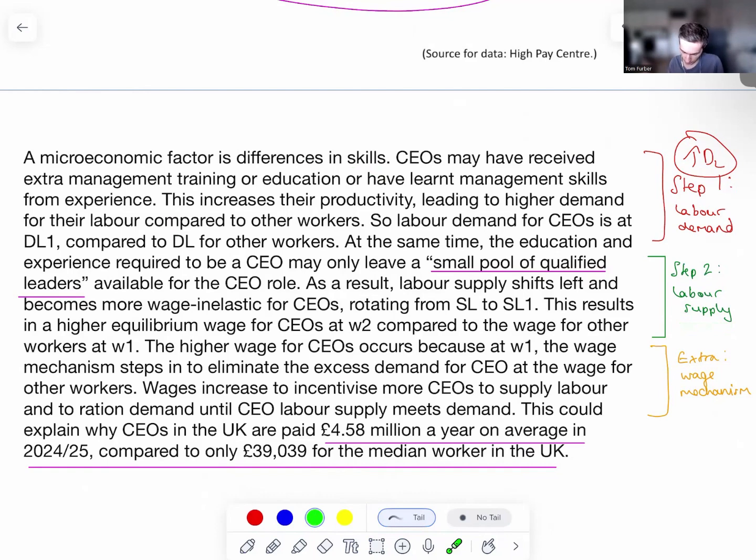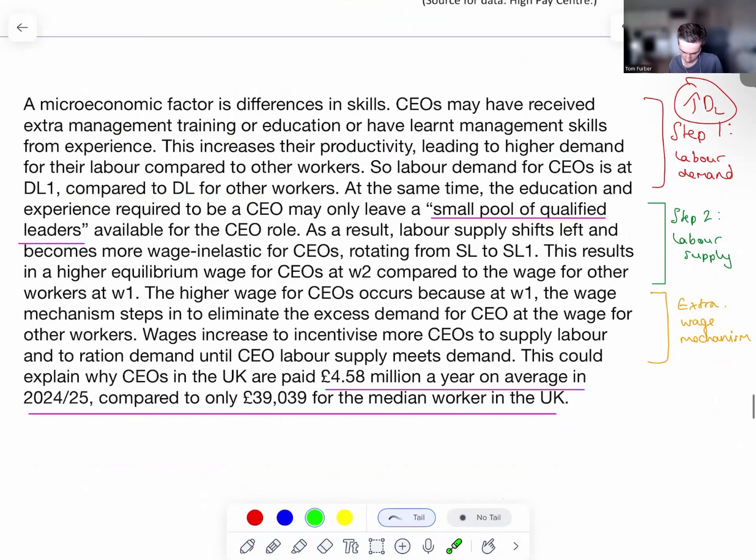Okay, so the micro factor is the difference in skills, and these CEOs may have extra management training or education, or maybe they've learned these management skills from experience, and that makes them more productive, leading to high demand for labor compared to other workers. So labor demand would shift right.